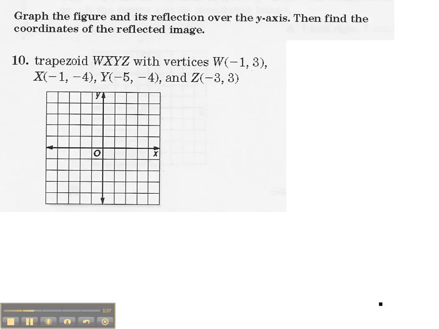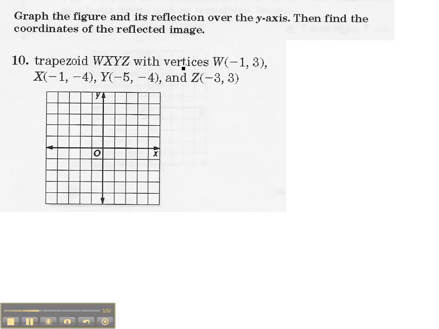Also going to do problem 10. It says graph the figure and its reflection over the y-axis. Then find the coordinates of the reflected image. So first we need to graph it.